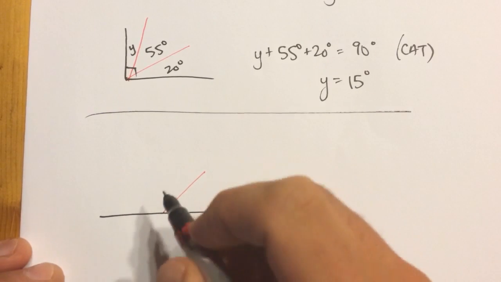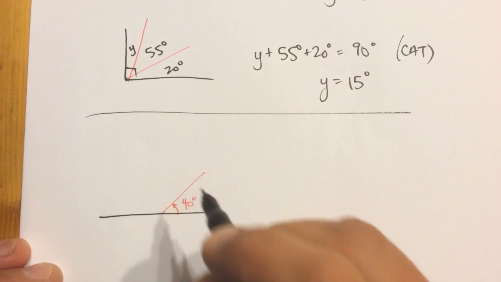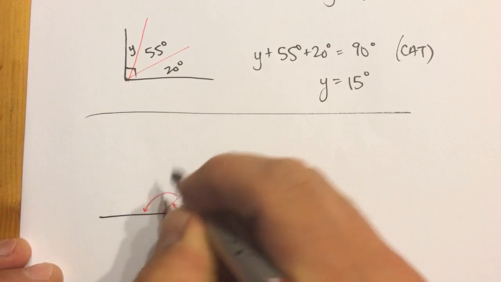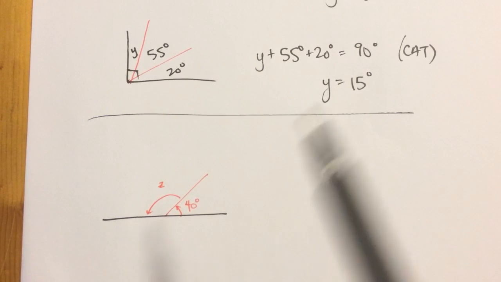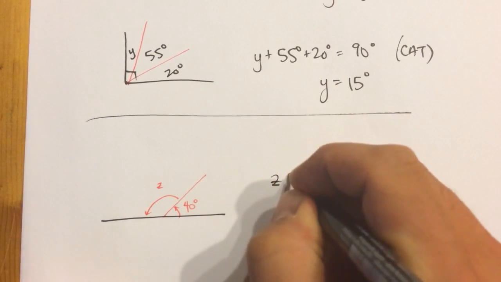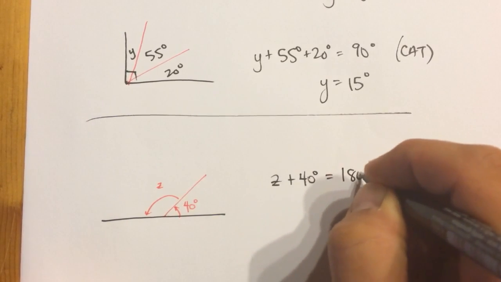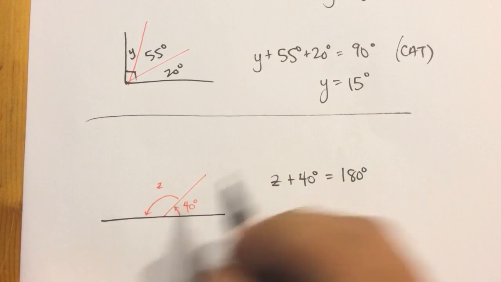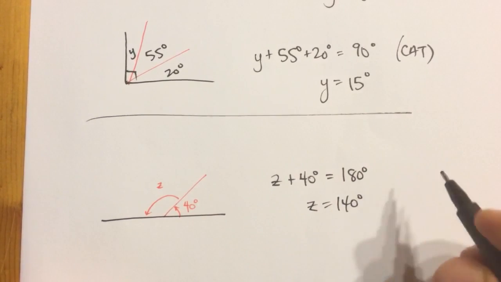There's a straight angle, and we may know one part of that straight angle. There's 40 degrees right there, and then this other side here is missing this unknown value. Let's call it z. Then I know that z plus 40 degrees must equal 180 degrees, since it must add up to a straight angle. Z therefore is 140 degrees.